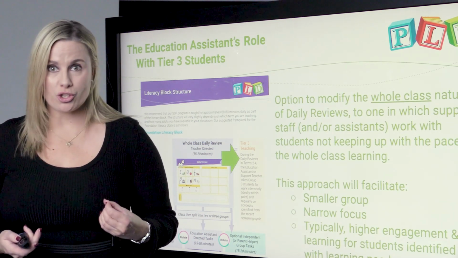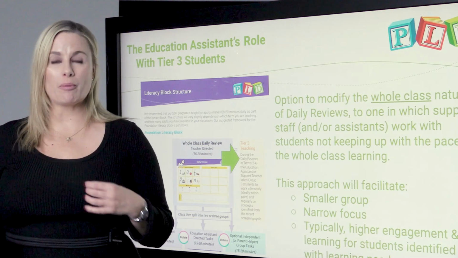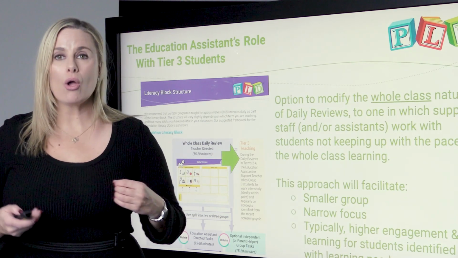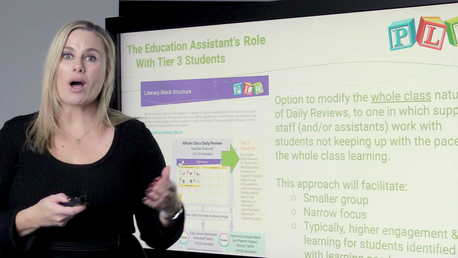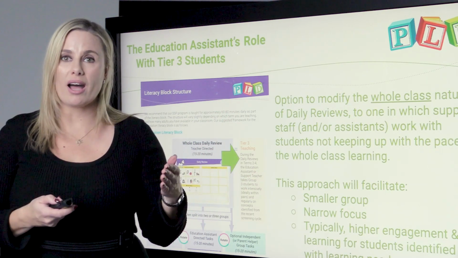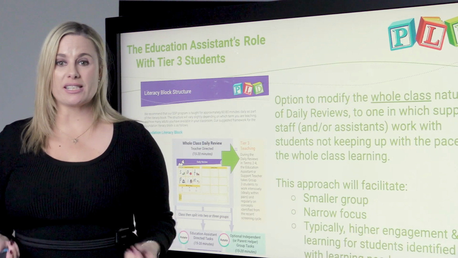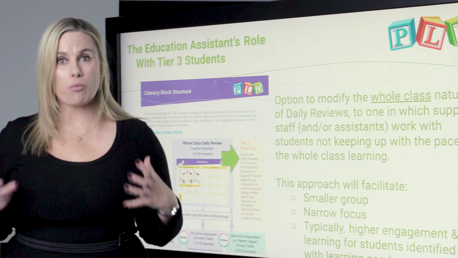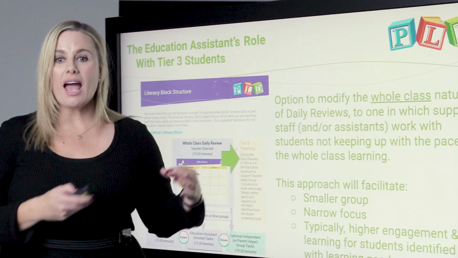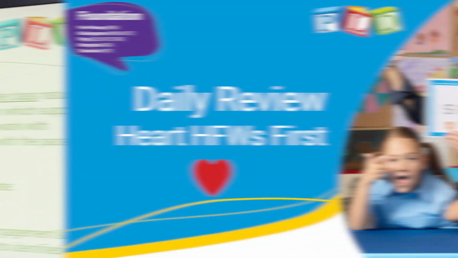So there is an option to modify the whole class nature of the daily review, in which a support teacher or an education assistant works with those students who are starting to fall behind the pace of the rest of the classroom. Now, this approach will facilitate smaller group sizes. You can really narrow in on the focus of what those students are working towards, as well as, now typically, you'll get higher engagement.